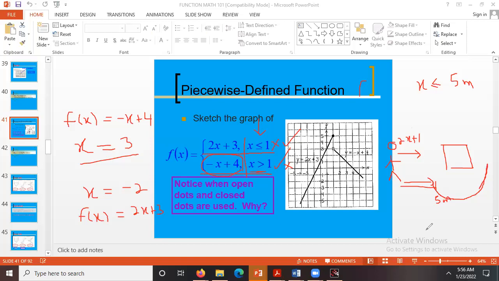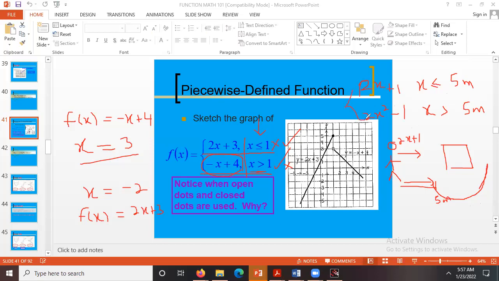So it can switch when x is what? Equal to 5 meters, or let's say greater than 5 meters. Then the function is now going to take the form of, let's say, 2x squared minus 1. So here it is 2x plus 1 as against 2x squared minus 1.